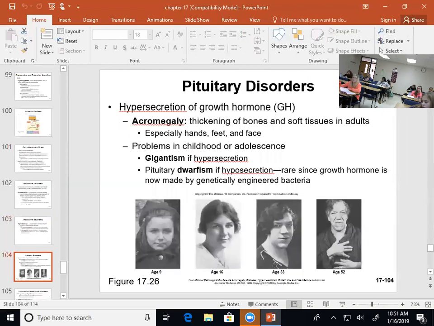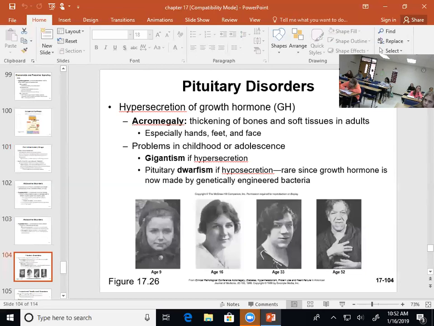Okay, so here's one of the pituitary disorders. When you think about growth hormone and you have a hypersecretion of it, does it make sense to you that if you have it in childhood, everything's going to grow? So you're going to have something like gigantism or giantism, it's referred to as, from a hypersecretion.